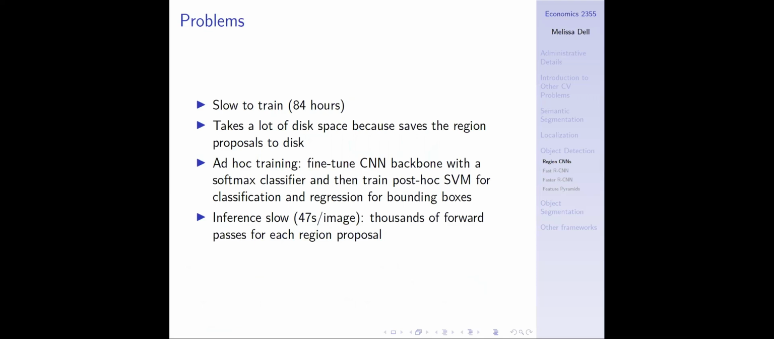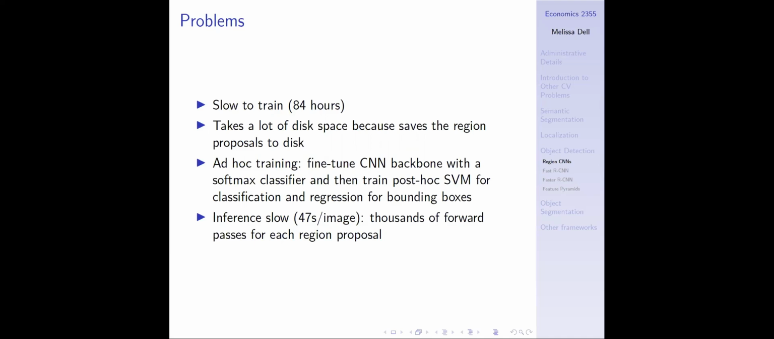There are a number of problems with this. First of all, it's pretty slow to train. For the R-CNN paper, it took them 84 hours, which is a pretty long time. The way they did it took a lot of disk space because they needed to save all those region proposals to disk. They also trained it in a sort of ad hoc way, which isn't too important for our purposes. And then finally, inference was slow.